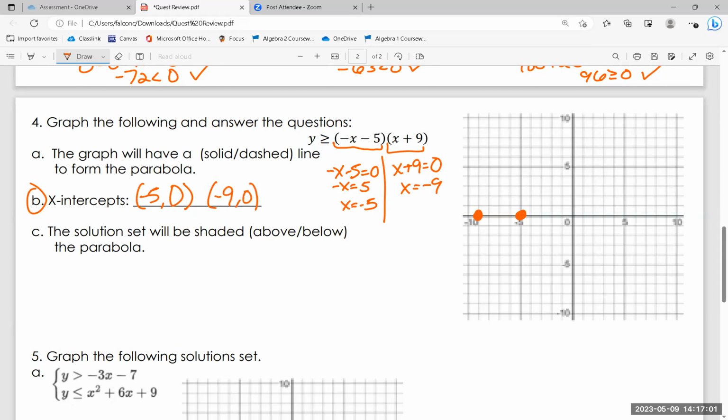So to figure out the rest of the graph, we're gonna figure out the vertex. There's a few different ways we could do this. So we could FOIL this out and figure out with our little vertex formula. So let's do that. So let's FOIL. Let's distribute. So this is our equation. -x minus 5, x plus 9.